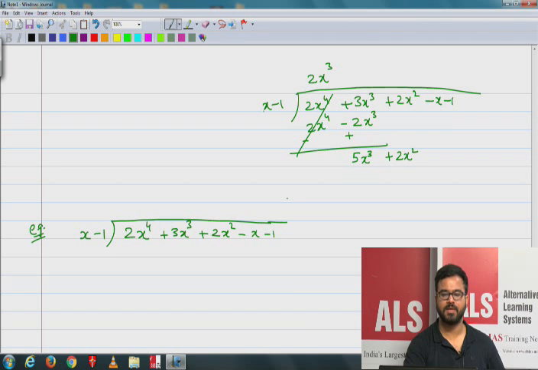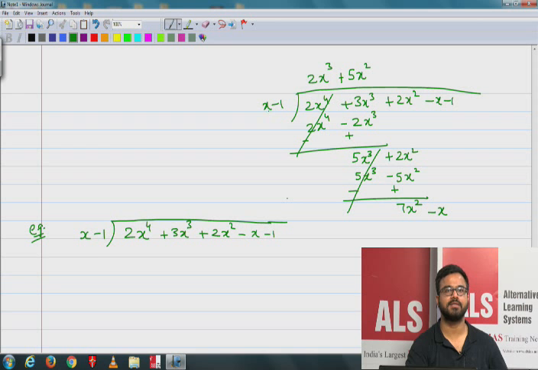Now we have to multiply this x with 5x square. So you will get 5x cube, minus 1 multiplied by 5x square, that is minus 5x square, again subtracting. This will get cancelled out. 2x square plus 5x square, that will become 7x square. Then copying down this minus x.